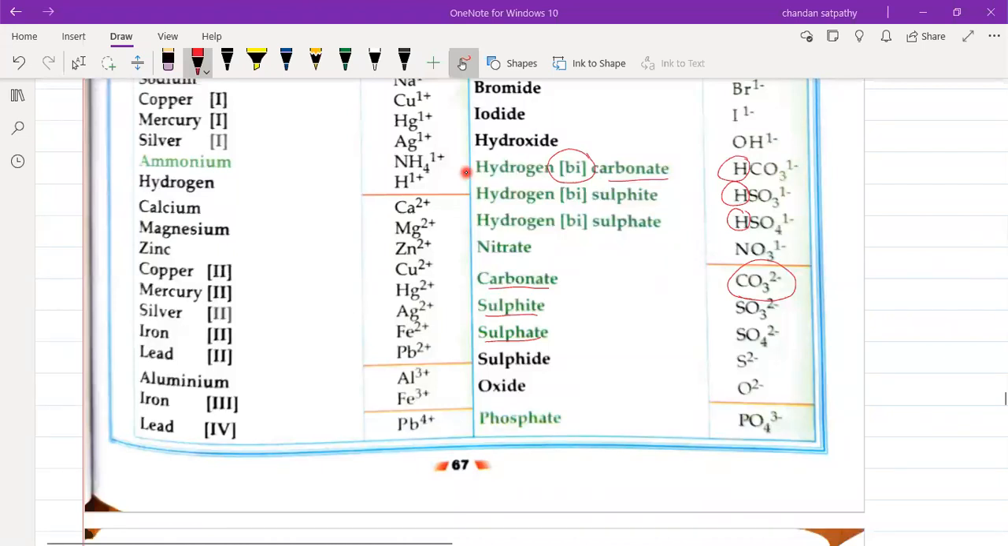Sir, I did not understand the hydrogen bi. What is the meaning of bicarbonate? Bi means, in place of hydrogen we can use the word bi. Either we can write hydrogen carbonate, or in place of that we can write bicarbonate. So both are the same thing.